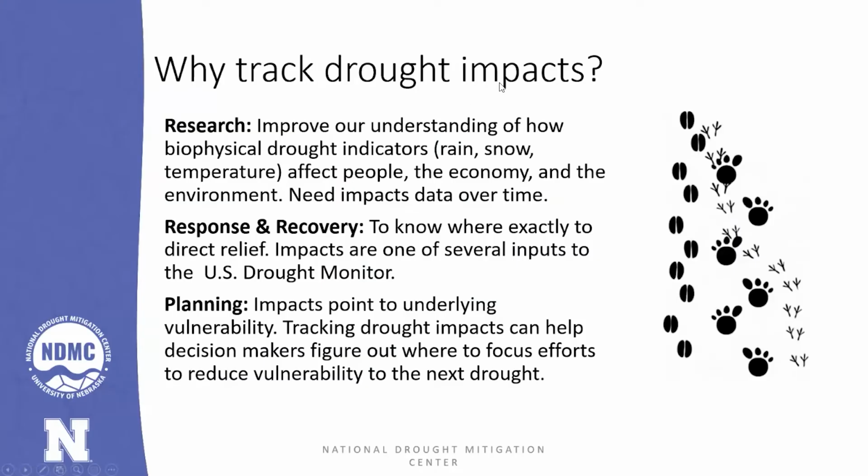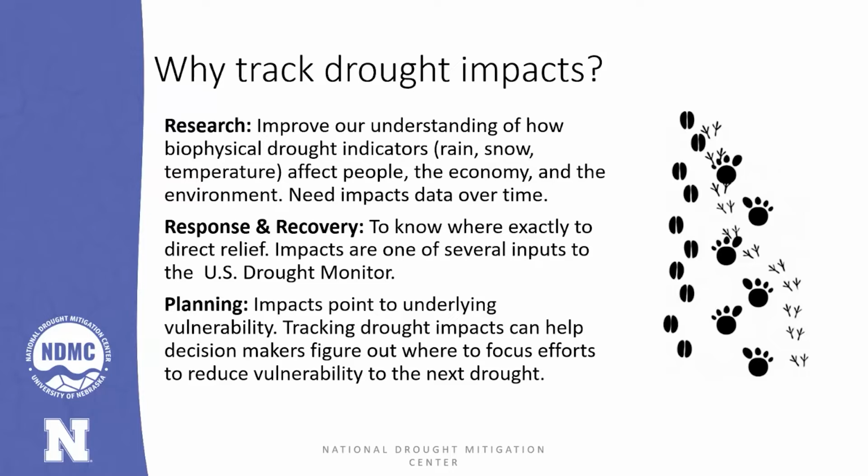So why do we track drought impacts? From a research standpoint, we want to better understand the effects of drought on people, the economy, and the environment. And we are always looking for longitudinal impacts data. It's very hard to find going back over time.